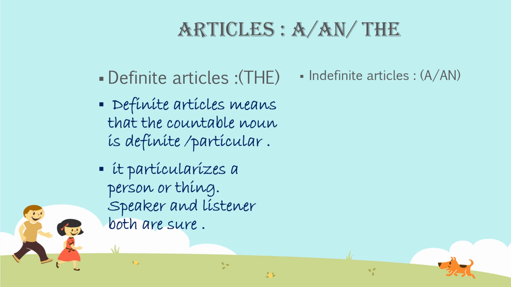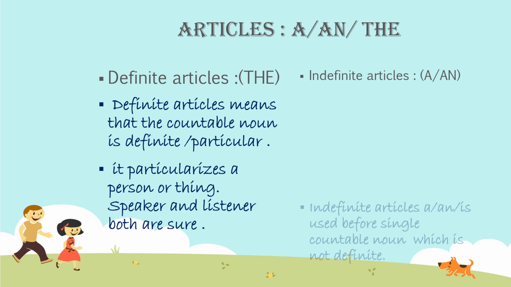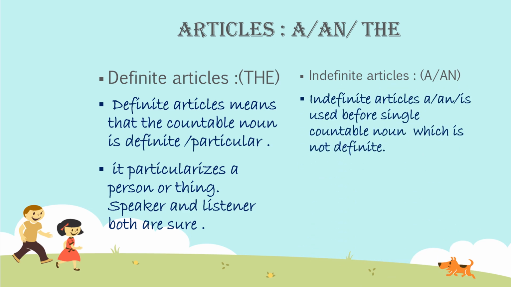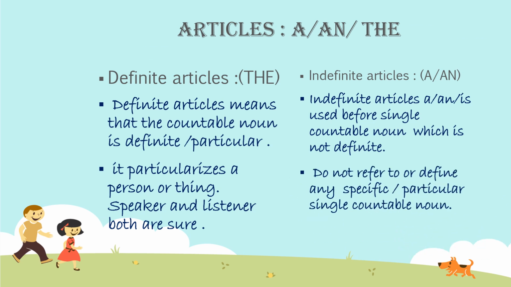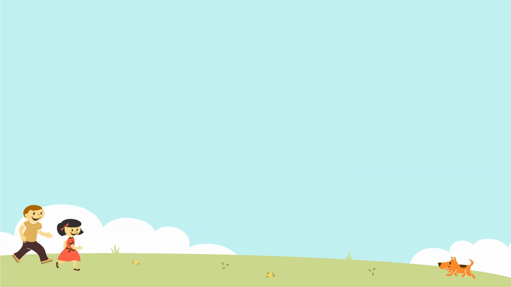Now, see indefinite articles. A and an are known as indefinite articles. Indefinite articles are used before a single countable noun which is not definite. Not definite simply means we are not referring to or defining any specific, particular single countable noun. The single countable noun is vague in this sense.